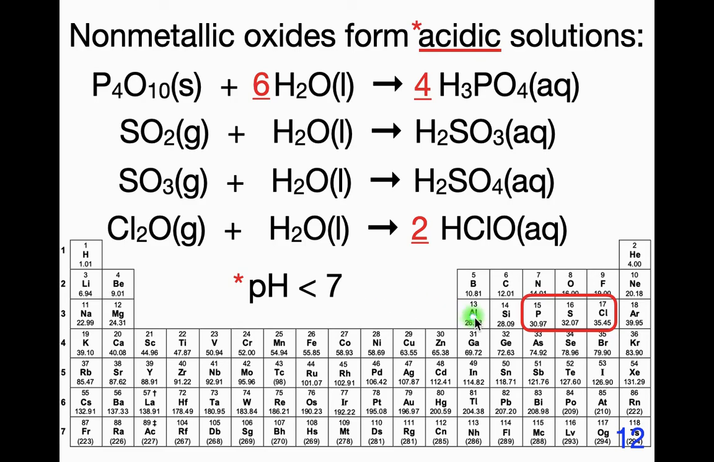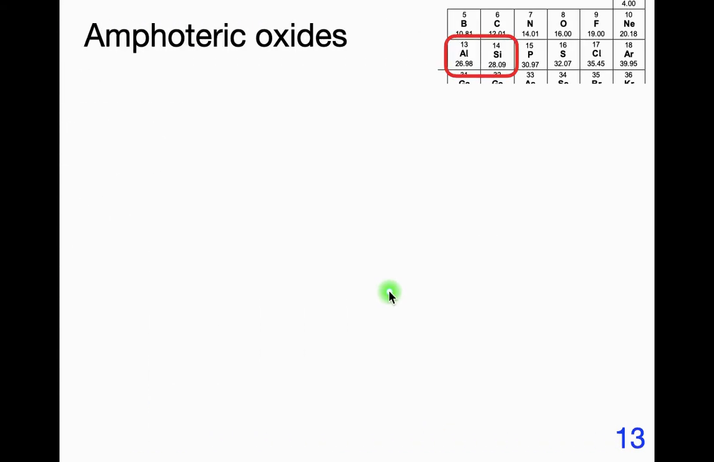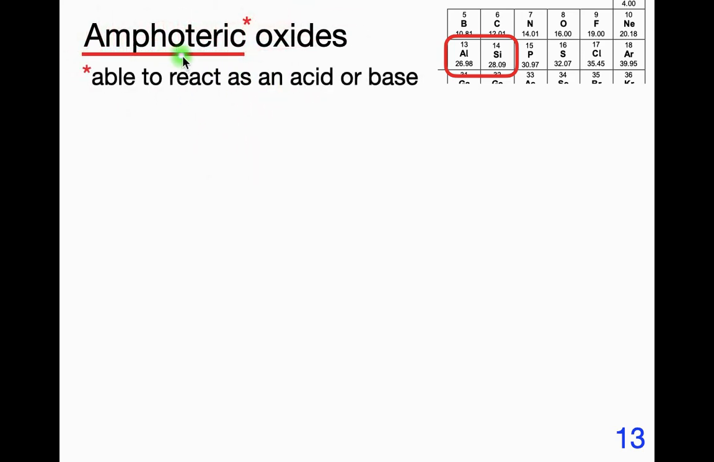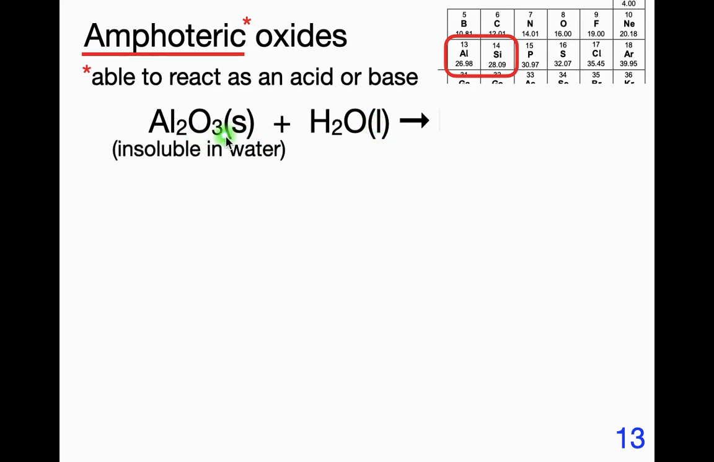All right, now the last two, aluminum and silicon, a little bit more problematic, not quite so easy. Both are amphoteric oxides, and the term amphoteric means it's able to react as an acid or a base, depending upon the conditions. Okay, so let's first look at aluminum oxide. If we were to put aluminum oxide in water, we would be disappointed. It's insoluble. Nothing would happen.